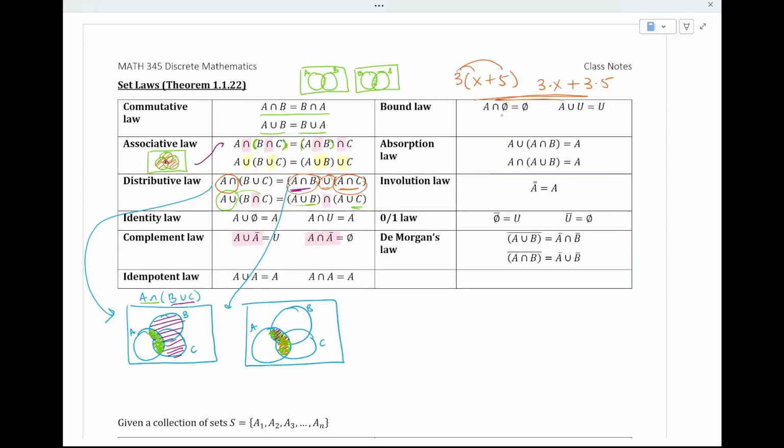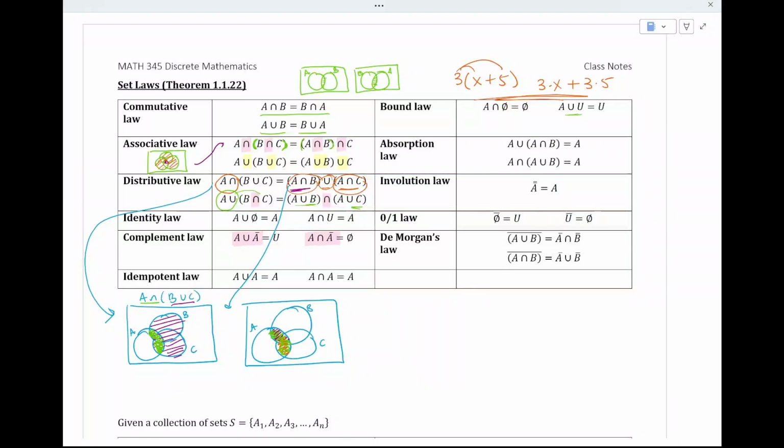Bound laws, that's what we're talking about next, is A intersect the empty set is the empty set. There's nothing in the empty set, so whatever you intersect that with is going to be nothing. And anything that you unite with the universe is going to be the universe, because the universe is everything. So add anything to the universe, whatever you're adding is already in the universe. So you're left with the universe.